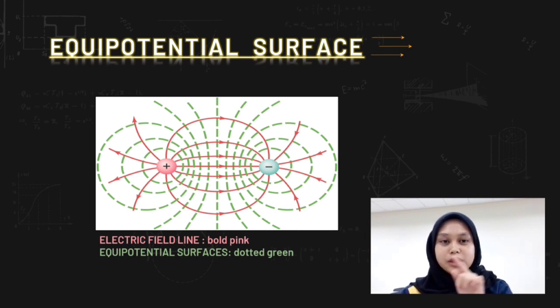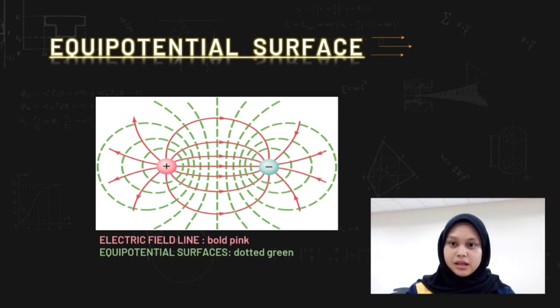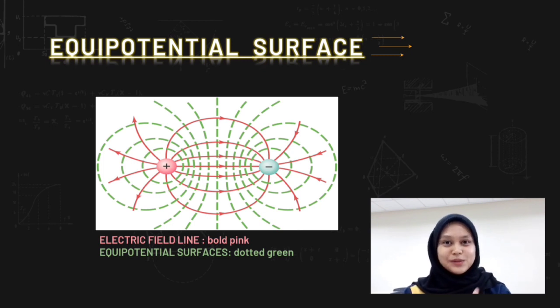Hence, the equipotential surface is always perpendicular to the electric field line, because if it were not perpendicular, then there would be some component of the electric field along the equipotential surface, and some work must be done against that field component if we wanted to move a charge around on the surface. That would give rise to a potential difference between any 2 points on the surface, because W is equal to Q delta V.